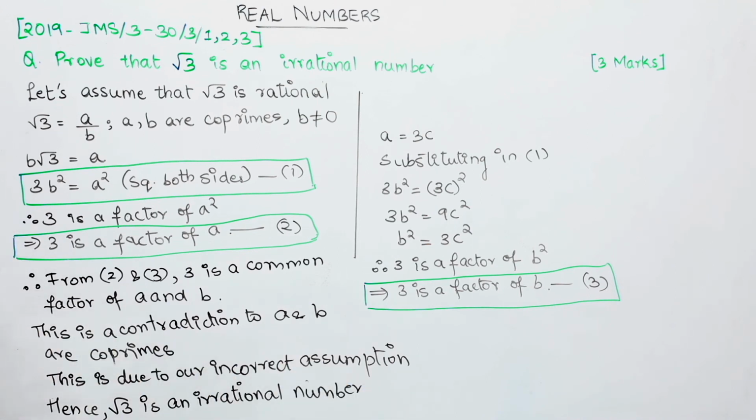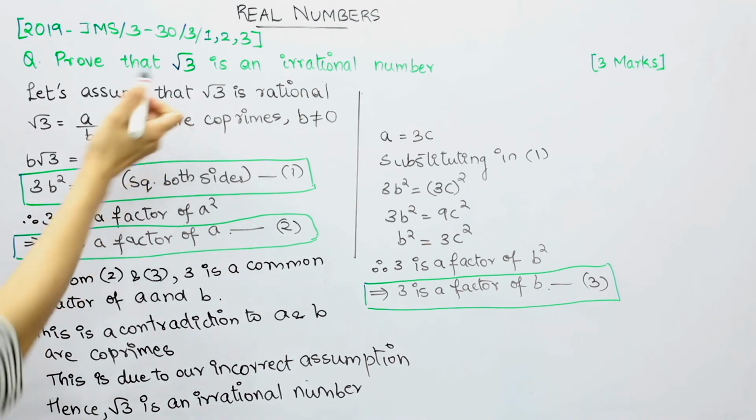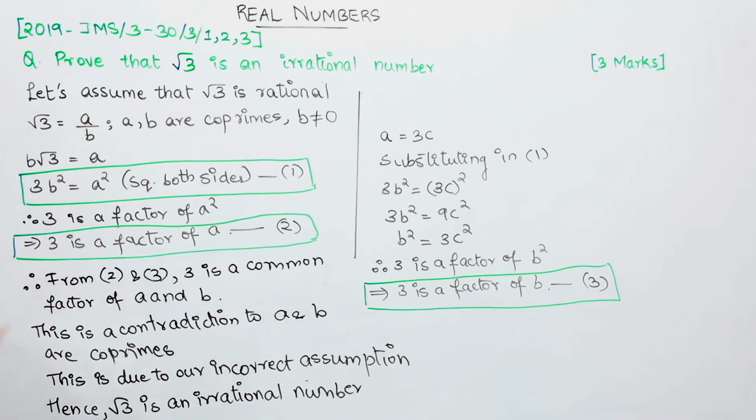So the method used here is called proof by contradiction. In proof by contradiction, we assume that the statement opposite to the statement to be proved is true. Here the statement to be proved is root 3 is an irrational number. So we assume that root 3 is rational. All rational numbers can be expressed in the form p by q, where p and q are integers and q not equal to 0. When reduced to simplest form, it becomes a fraction of coprimes.